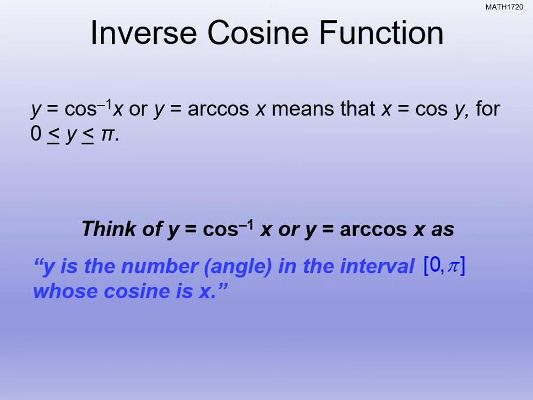Well, cosine of 0 is 1, and cosine of pi is -1. So that was our restrictions on y with the cosine function. So that means that's going to be our restrictions on our domain for the arccosine or cosine inverse function. So that's really where all that comes about.